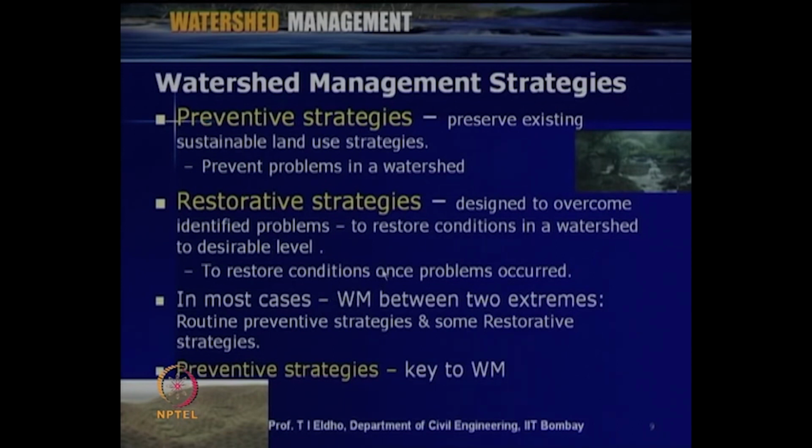In most watershed management plans, when we look at them in a holistic way, we implement some preventive strategies and some restorative strategies, depending upon the area. Most of the time, the two strategies come together. It will be routine to go for preventive strategies, and then, depending upon the area, there will be some restorative strategies we aim at. Generally, the key to watershed management is the preventive strategies.